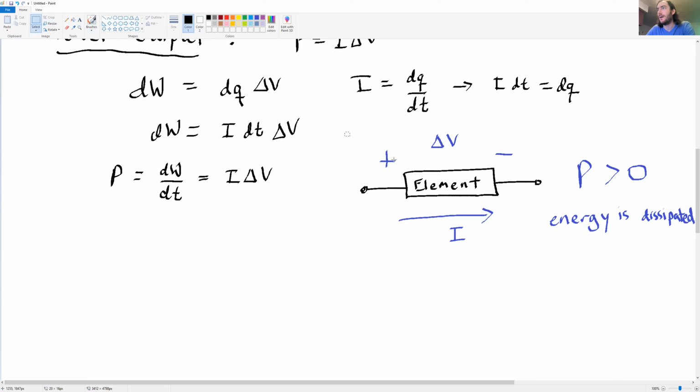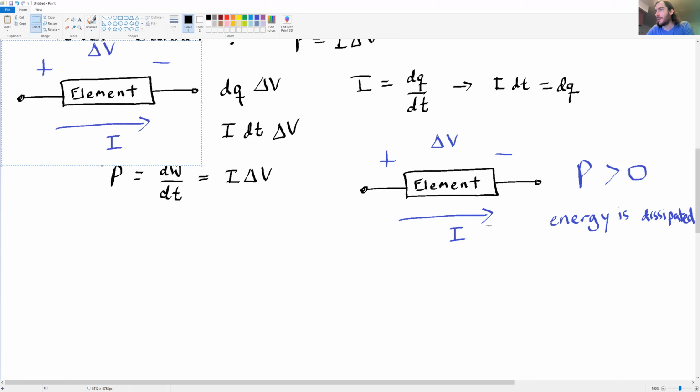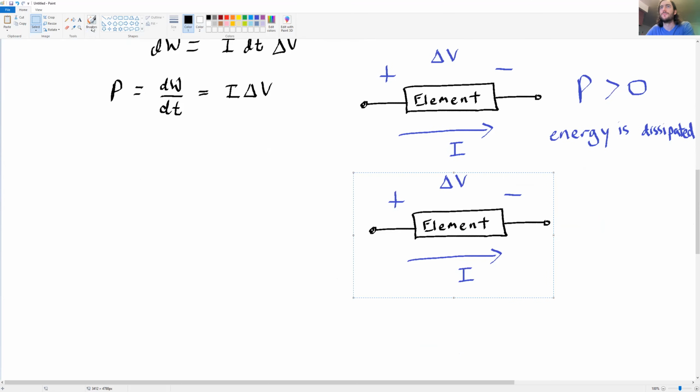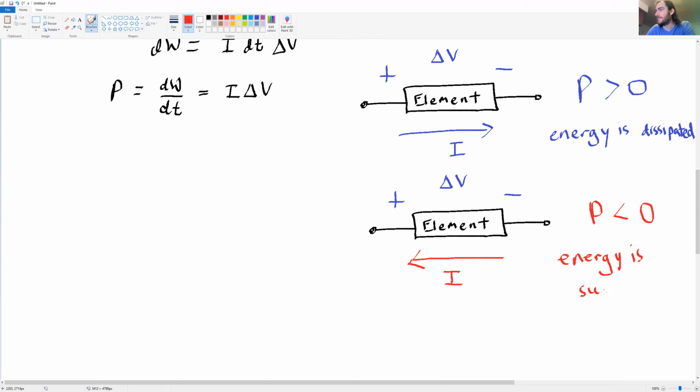If I have this situation, but the current is flowing in the opposite direction, I'll use another color here just to really make it stand out that the current is what's different here. If the current flows in the opposite direction, then the power is negative and energy is supplied. Okay, so this is just a convention.